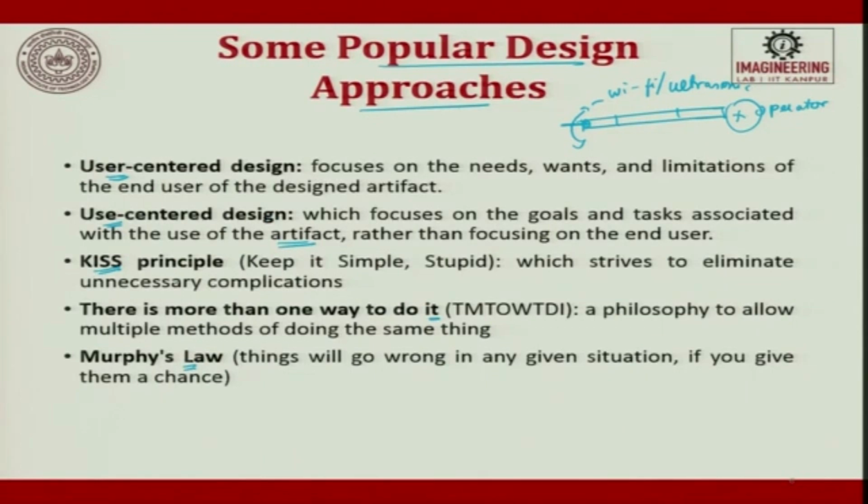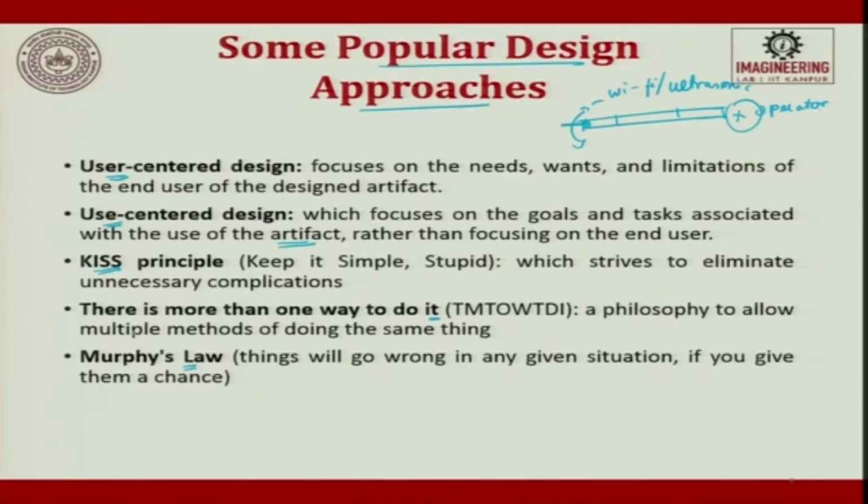Then the next one is KISS, keep it simple and stupid, which strives to eliminate unnecessary complications. This is very much used in computers today, in mobile phones today. When you take a charger and fix it into the slot of your smartphone, you see that it is possible only one way, and it is as simple as possible. So, that is what is called KISS. KISS is nothing but keep it simple, stupid. So, this is to remove all unnecessary complications.